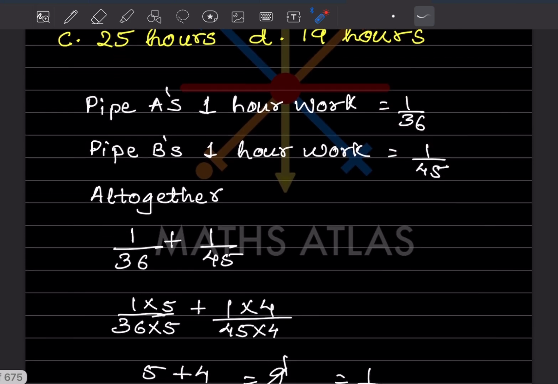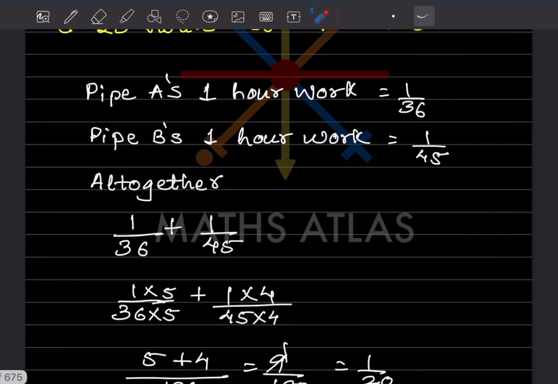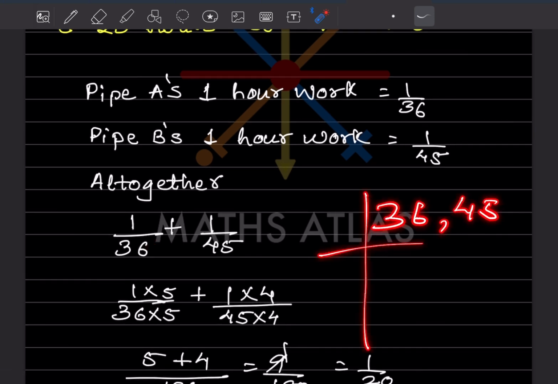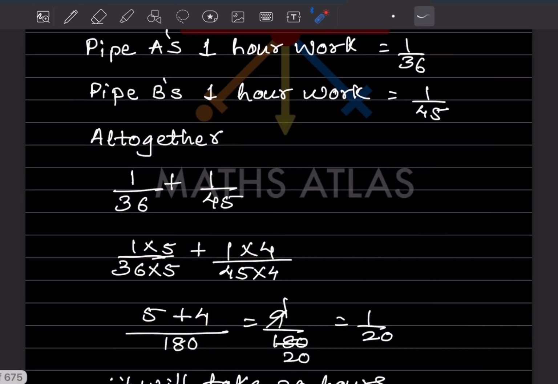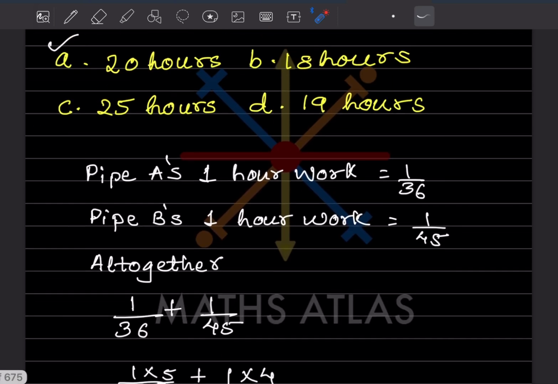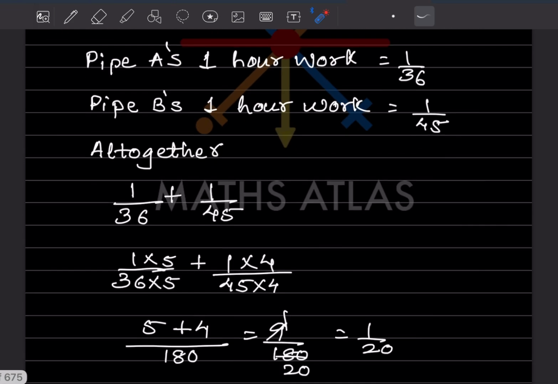So the LCM is going to be needed here. If you don't know it directly, because these are big numbers, you can find out the LCM. Here the LCM is going to be 180. So this should be multiplied by 5 and this by 4. That is going to be 5 plus 4 by 180, which is 9 by 180, which will be 1 by 20. So it will take 20 hours. So this is the correct option.